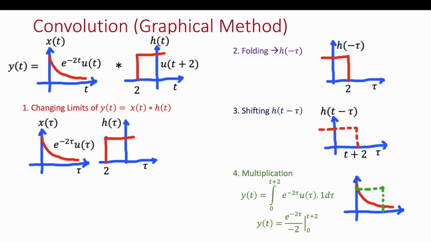So if you take the integral of e raised to minus 2 tau, the answer will be e raised to minus 2 tau divided by minus 2, where the limits are from 0 to t plus 2. If you insert the limits, then you will end up with the answer y of t is equal to minus 1 by 2 times e raised to minus 2 times t plus 2, minus 1.